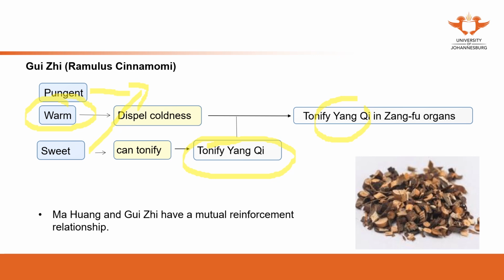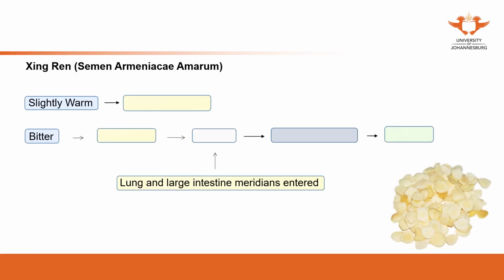In mahuangtang, mahuang and 桂枝 have the mutual reinforcing relationship. So in order to enhance the function of dispelling wind cold of the mahuang, we will use 桂枝 together. The 桂枝 can assist the mahuang. 杏仁, slightly warm, it can dispel the cold. 杏仁 is bitter, so in Mandarin we call it 苦杏仁, the full name of 杏仁. 苦 means bitter. Bitter 杏仁.